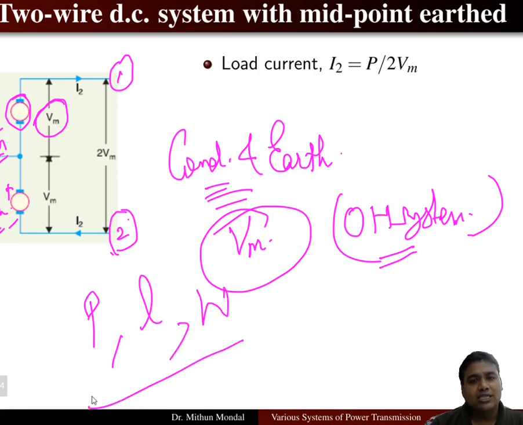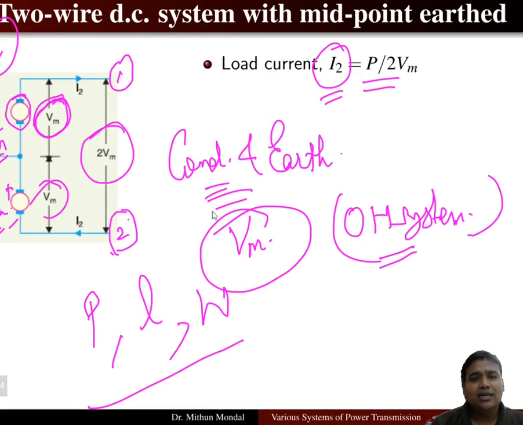and W will be the power loss for each case. So here the current, because it is the second case, I have used the term I2. I2 is basically P by 2Vm, because if Vm is the maximum voltage between the conductor and the earth, then 2Vm is the maximum voltage between the conductors. So what is the load current? The load current is the total power, P, divided by the total voltage, 2Vm.